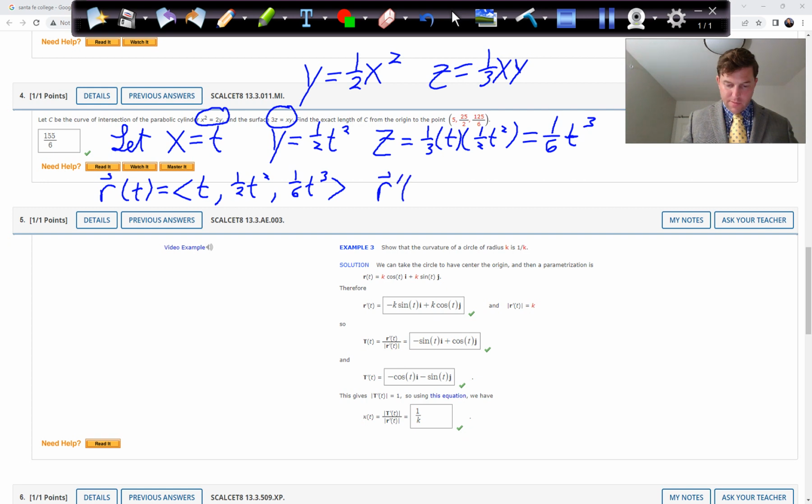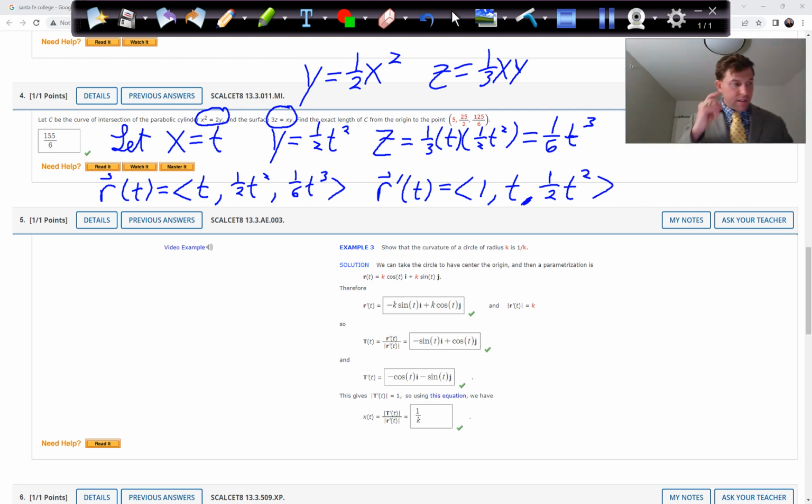So r prime of t, derivative of t is 1. Derivative of 1/2 t squared, bring the 2 down, cancels with the 1/2, so it's just t to the 1st. Derivative of 1/6 t cubed, bring the 3 down, makes that 1/6 to 1/2. Subtract 1 from the exponent, so it becomes t to the second.